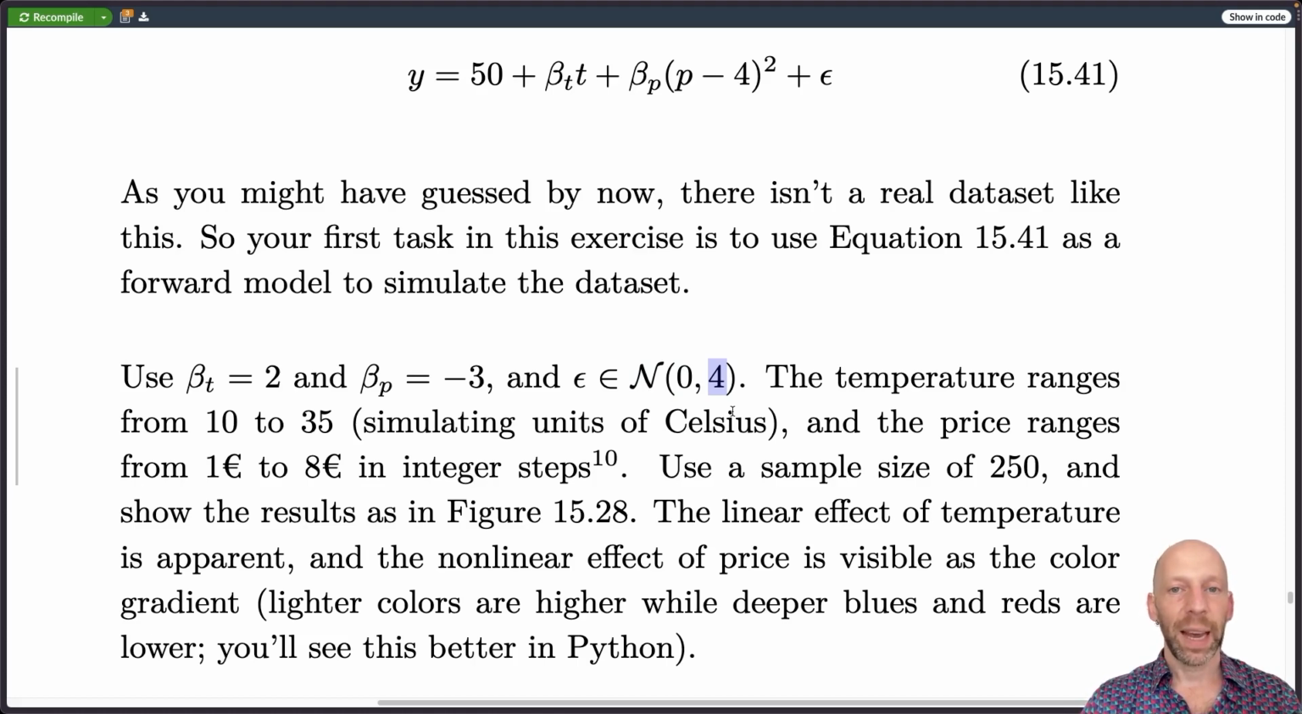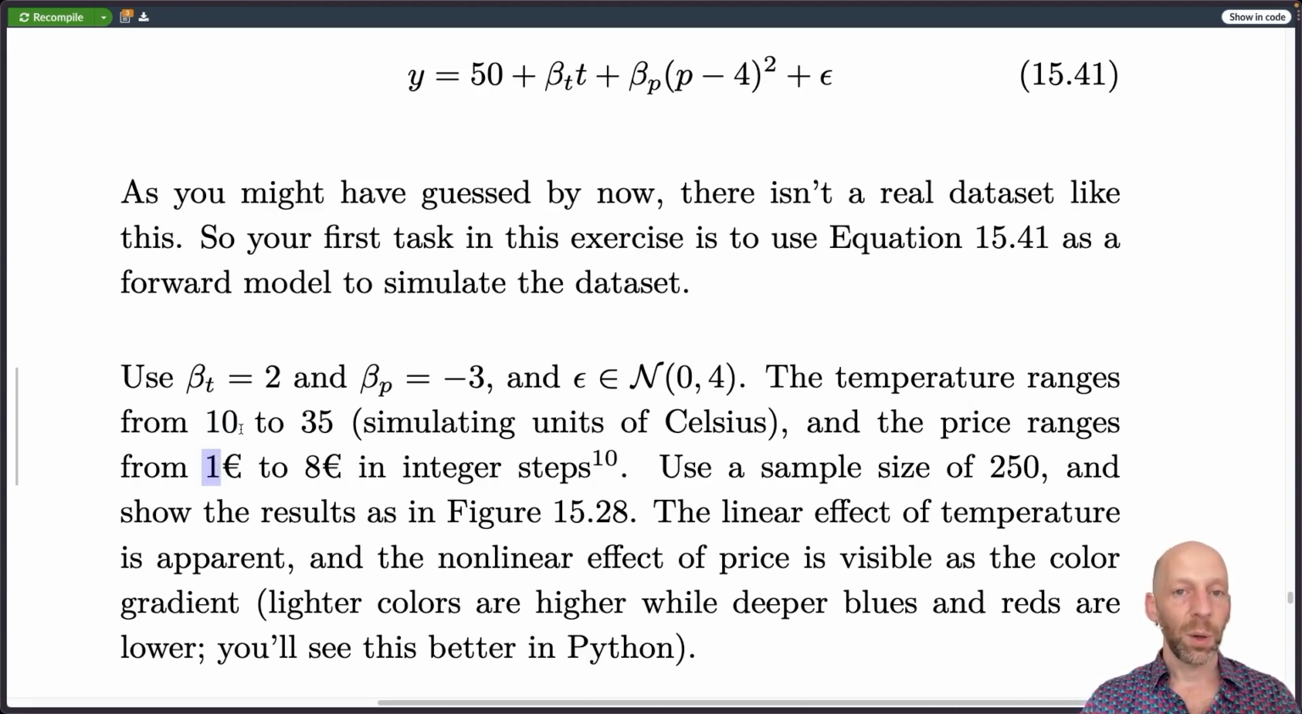Okay, so now you want to have enough data points so that the temperature, which is this variable t, ranges from 10 to 35, and the price ranges from 1 to 8 in integer steps. So you want to make sure that you have enough data points to have all combinations of temperature and price. So it doesn't make sense if you only have temperature equals 10 and one observation where temperature is 10 degrees and the price of the ice cream is €1.